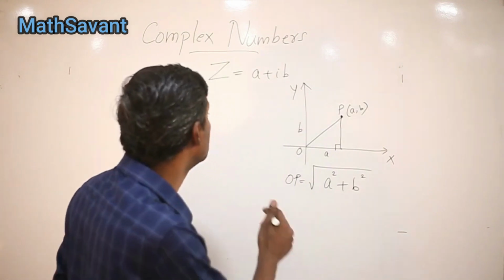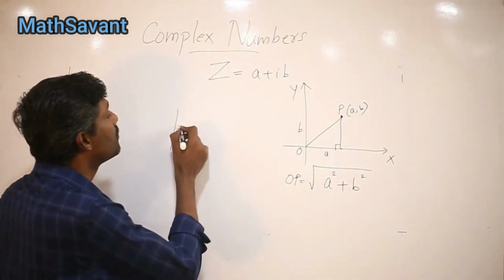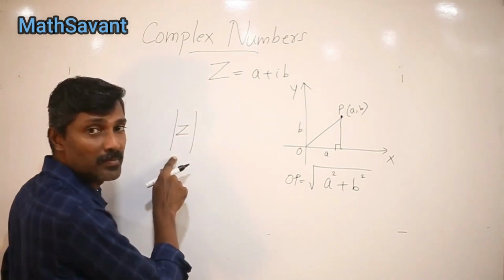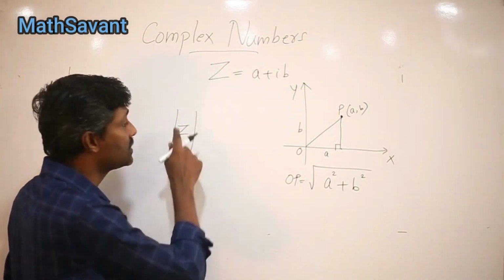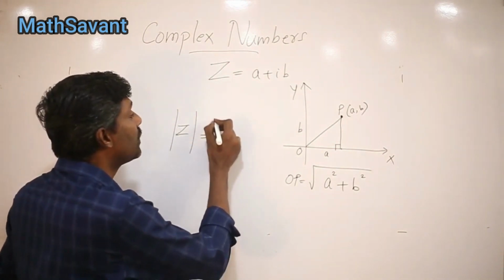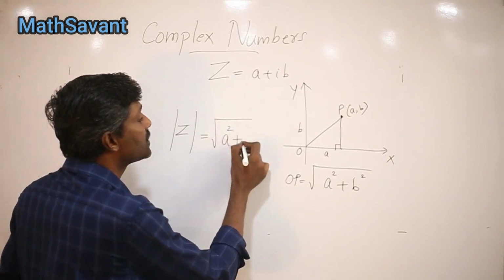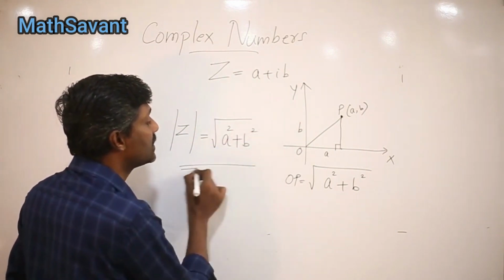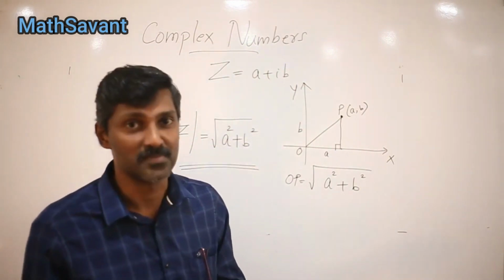And how do we denote the modulus? It is given by mod Z. This is the symbol for modulus. The symbol for modulus is two parallel lines within which we put Z, that is equal to square root of A square plus B square. So the modulus of Z is square root of A square plus B square.